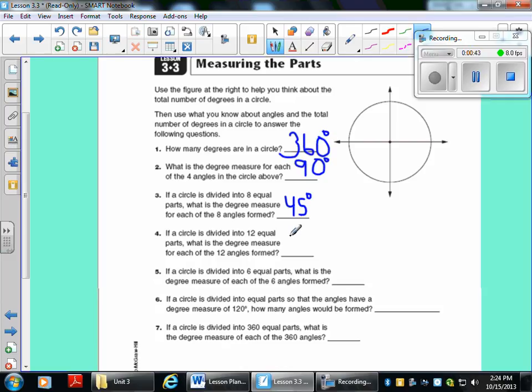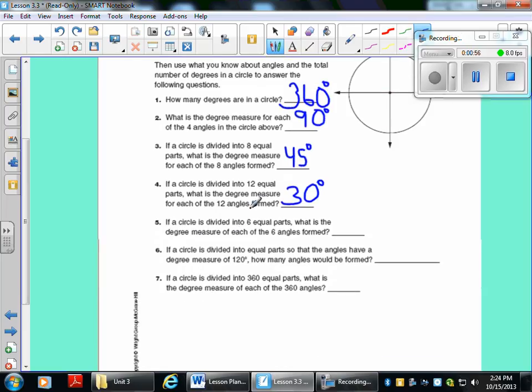If a circle is divided into 12 equal parts, what is the degree measure for each of the 12 angles formed? And the answer is 30. 360 divided by 12 equals 30. The circle is divided into 6 equal parts. What is the degree measure for each of the 6 angles? The answer is 60. 360 divided by 6 equals 60.